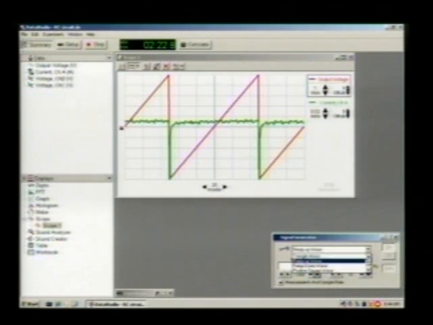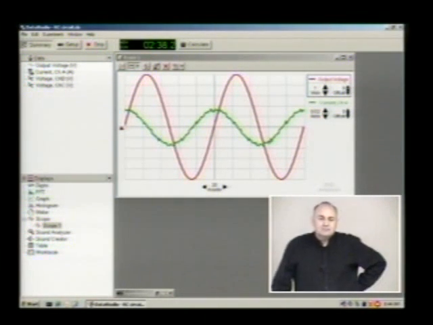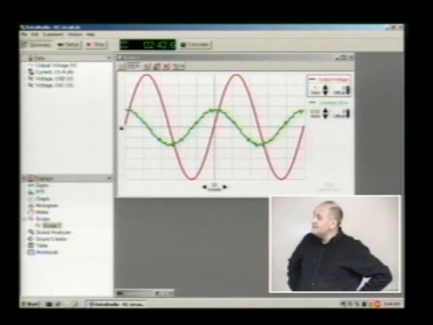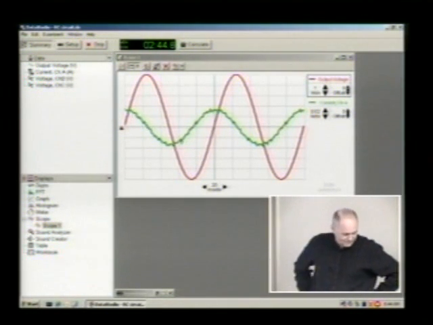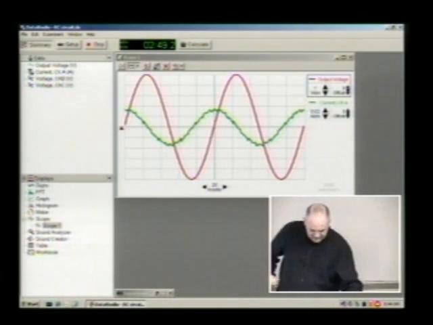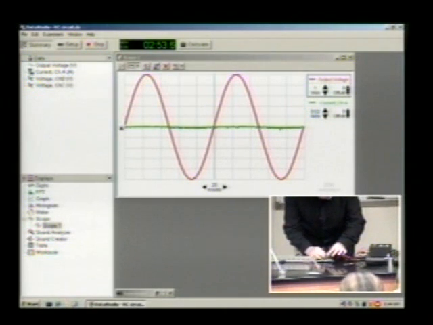Now how about if I change the waveform? Which waveform do you want to have? You pick one, just for your curiosity. Let's pick sine. See if it makes sense. First of all, are they proportional? They are not proportional.